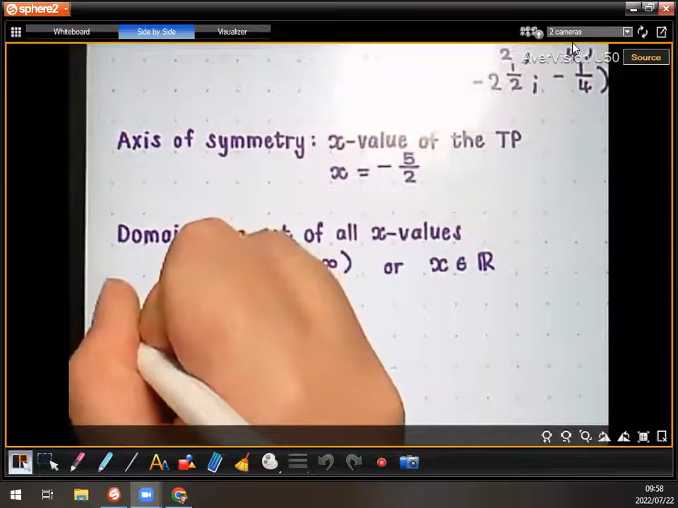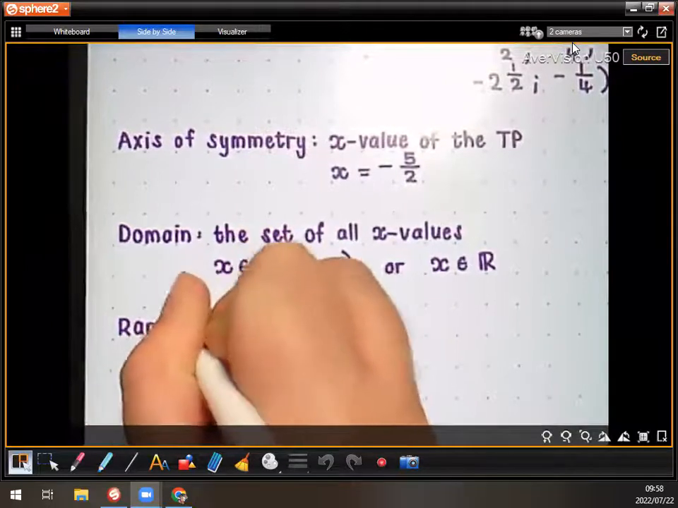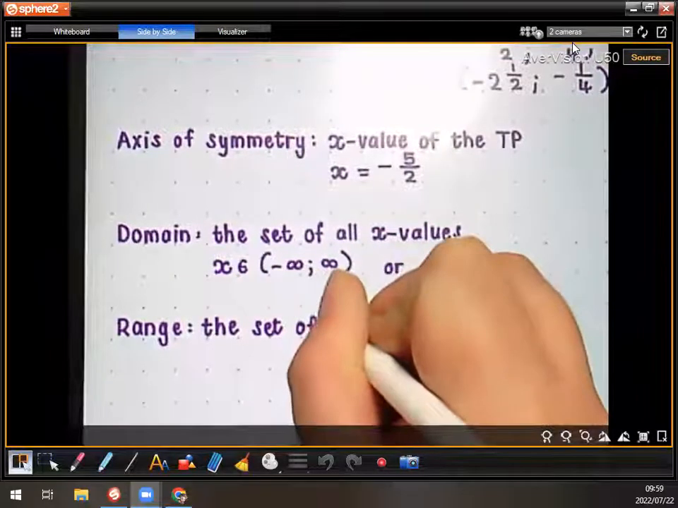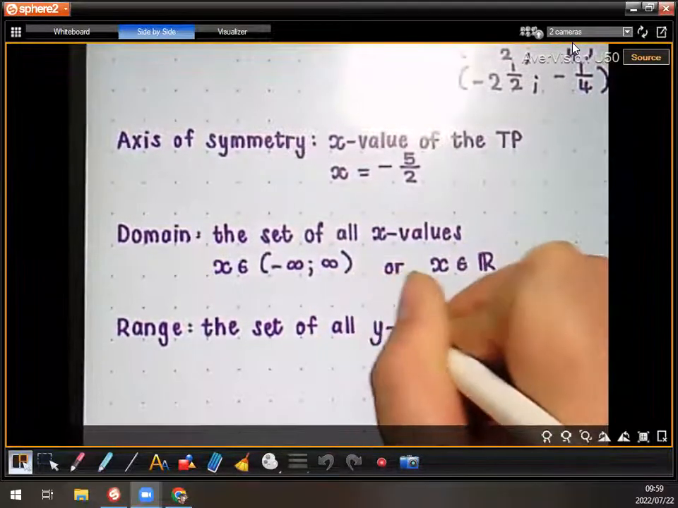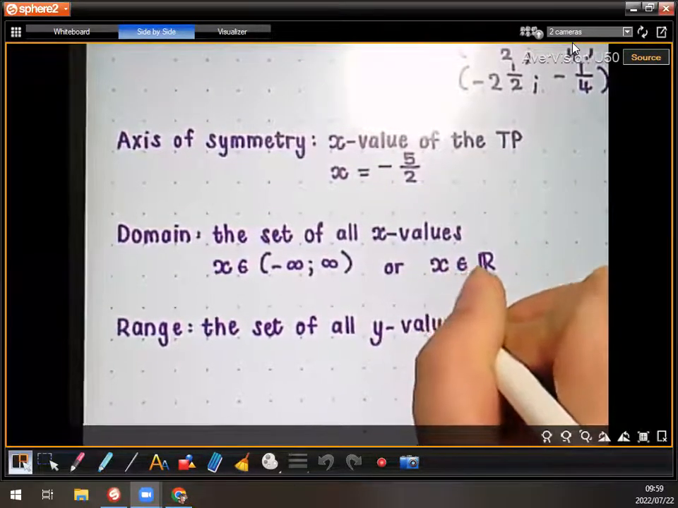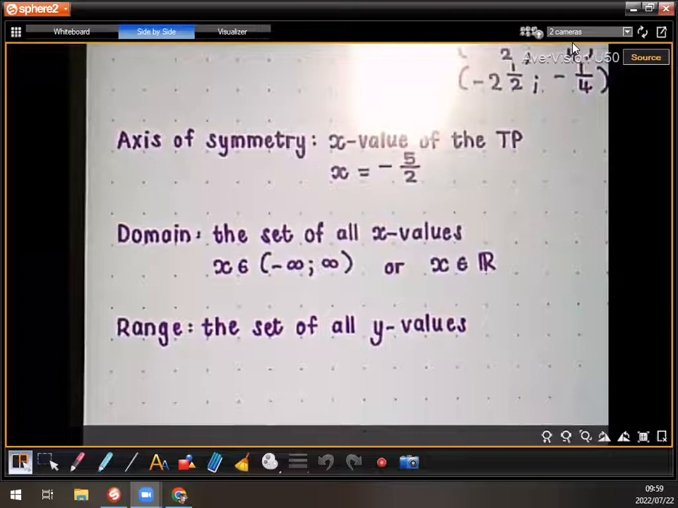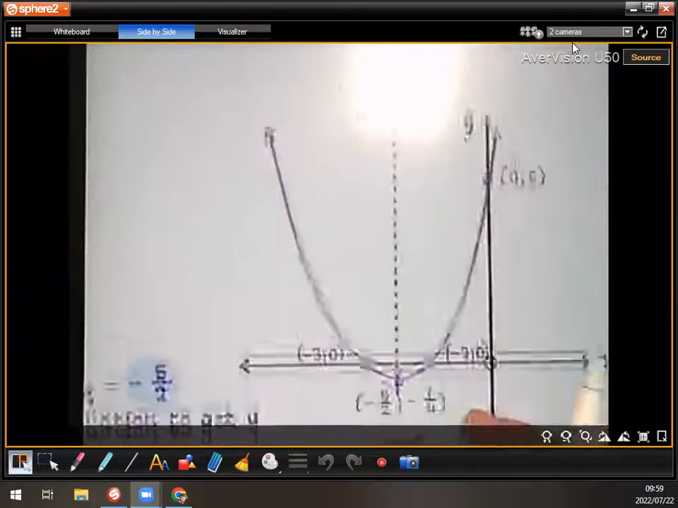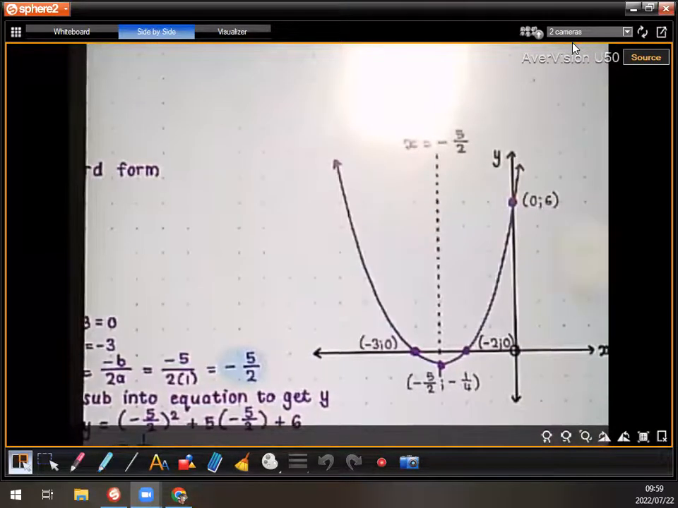Then the range is when we're talking about the set of the y values. So if we're looking at our graph, now we're going to be looking up and down, right? That is how we read our y values. So guys, is this graph going to cover all y values? No, it stops there.